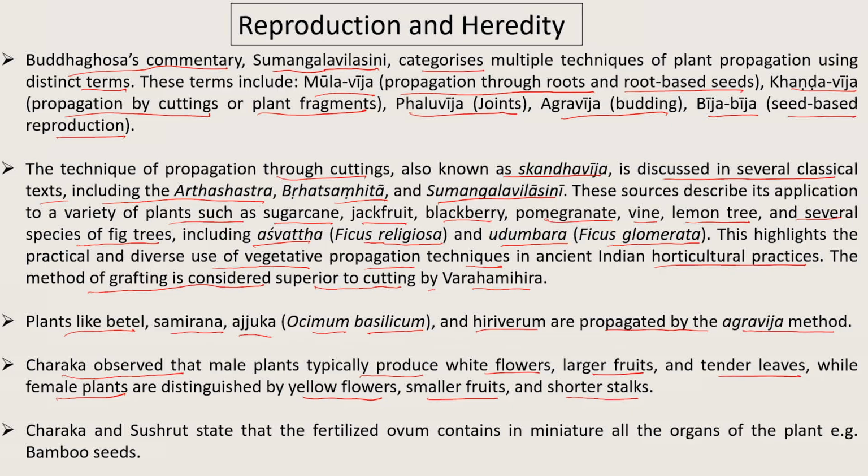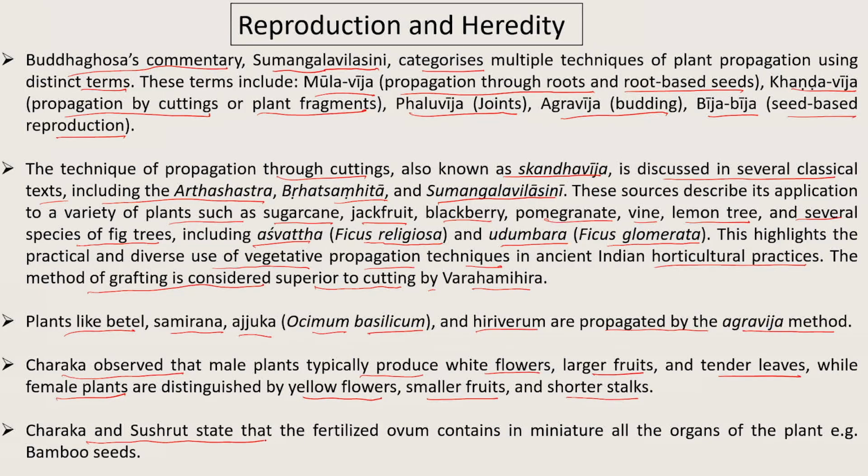So, this is the observation of Charak given by the male flower and female flower in the contemporary period, and gradually it differs from flower to flower. It depends on the basic species of that particular plant. Charak and Sushrut state that the fertilized ovum contains in miniature all the organs of the plant, for instance bamboo seeds.